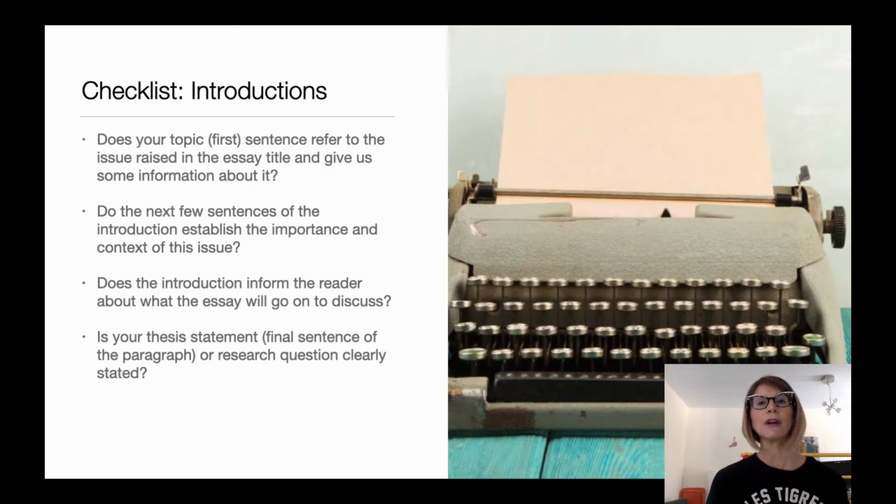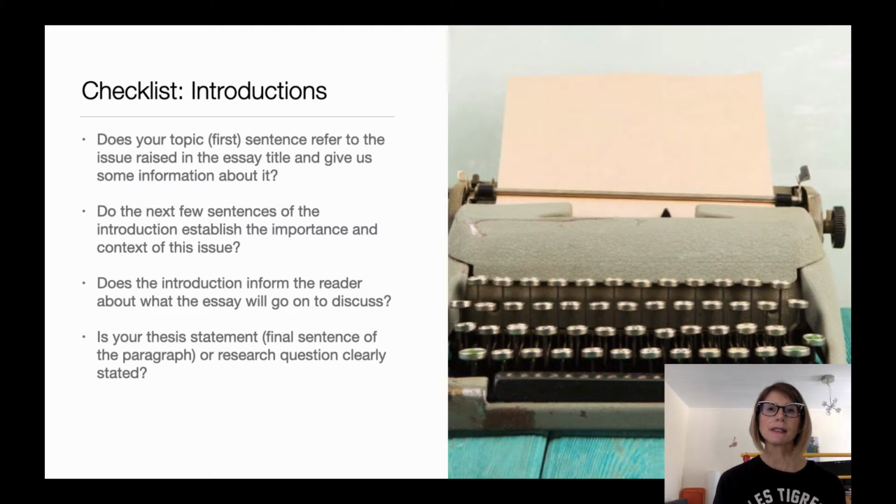So think about the first sentence of your entire essay. Does it refer to something to do with the essay title? Okay, now maybe it might have something to do with it in a contextual way, or offering some kind of background. So it doesn't have to contain the words that are in the essay title or anything like that, but is there an idea that is directly connected to the essay title? Does it give us some information about that essay title? Okay, so that first sentence is important. Remember, it's the first thing we're going to see, so you need to get it right.